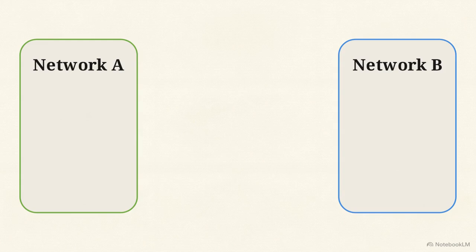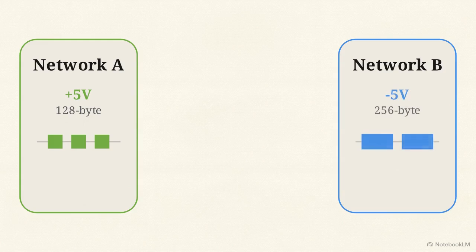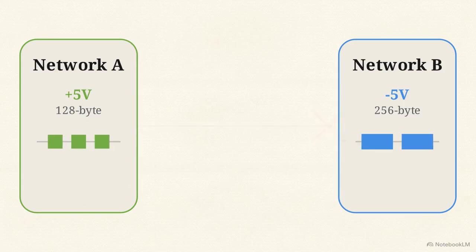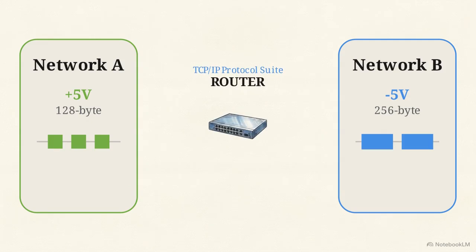Its proprietary hardware dictates specific physical parameters. Network A might transmit data in 128-byte packets using a positive 5-volt signal. A completely separate Network B might use 256-byte packets and a negative 5-volt signal. If you run a physical wire directly between them, the communication collides and fails. The voltage is wrong and the packet boundaries do not align. To fix this, an intermediary hardware device called a router is placed between them.